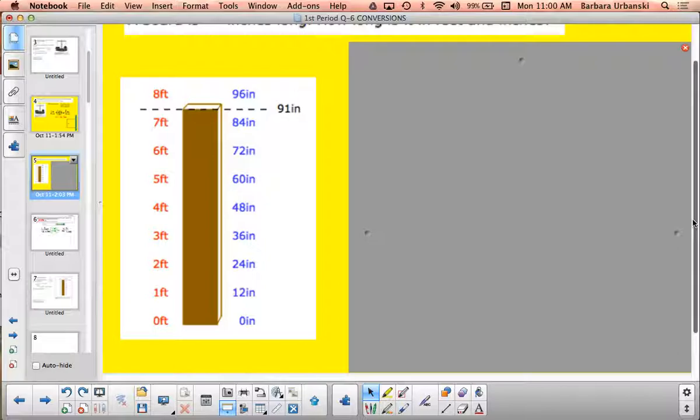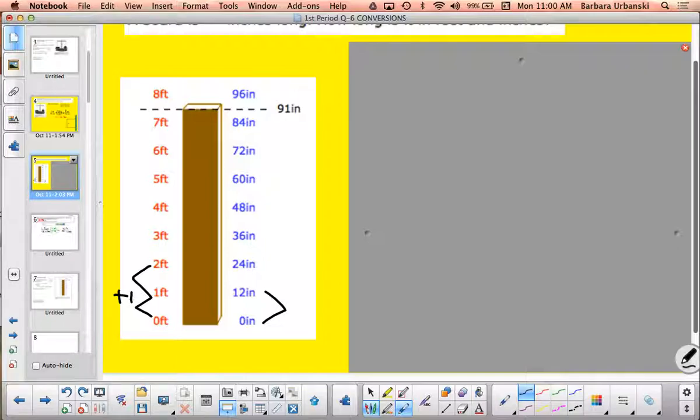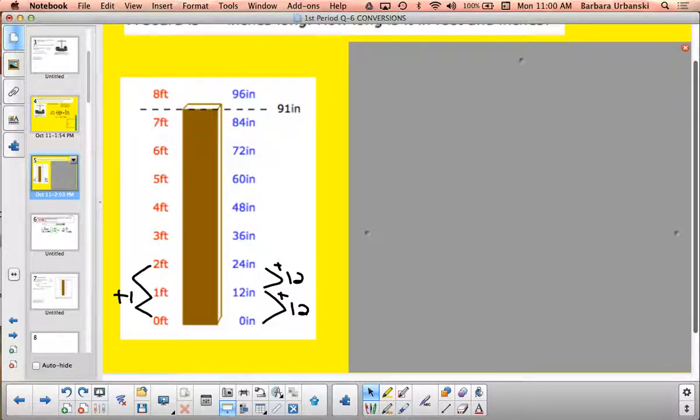It's good to notice that as they go up in feet, they are going by increments of 1. But when they go in inches, it's going in increments of 12. Okay, it's going in increments of adding 12. And we know this because for every 1 foot, there are 12 inches.